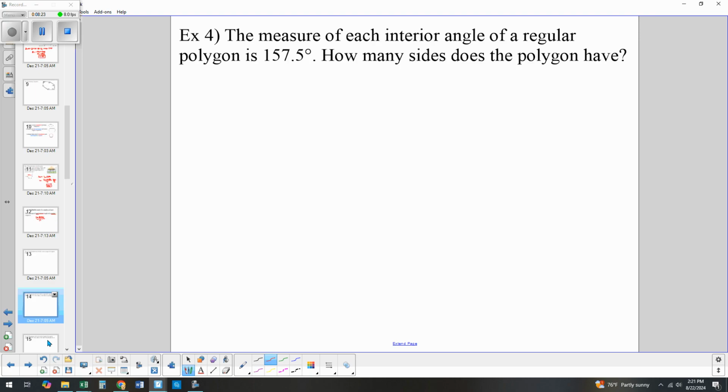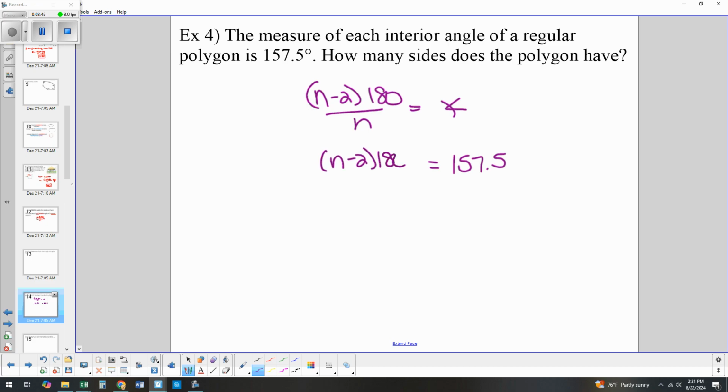For example 4, they're telling me the measure of each interior angle of the regular polygon, and it wants me to find the number of sides. So I'm going to take that formula, and I'm going to substitute in 157.5 for the angle. I don't have anything I could plug in for n because that's what I want to solve for. So let's work on solving this. I'm going to multiply both sides by n because I want to get rid of my denominator. So they'll cancel here. So that's going to be n minus 2 times 180 equals 157.5n.